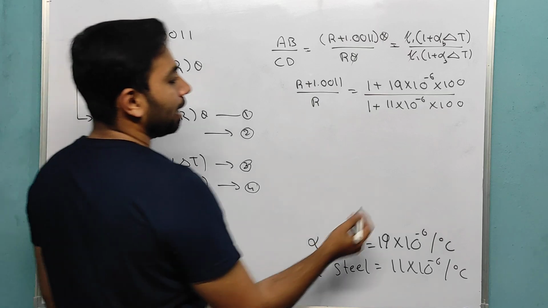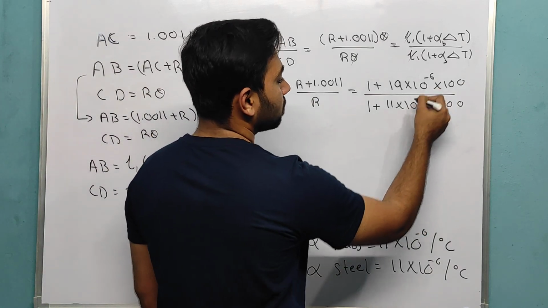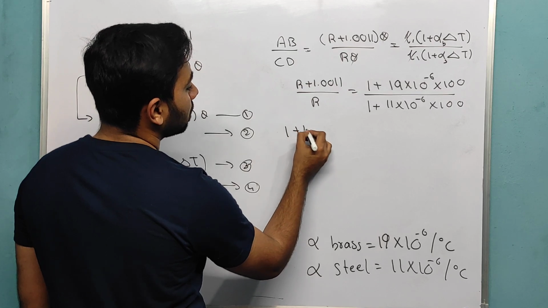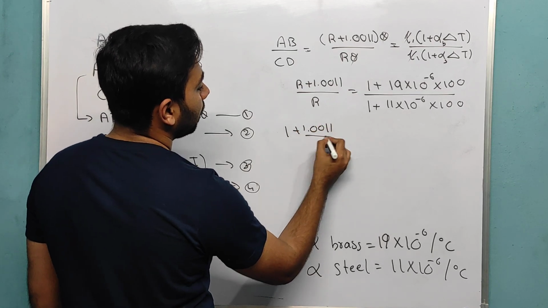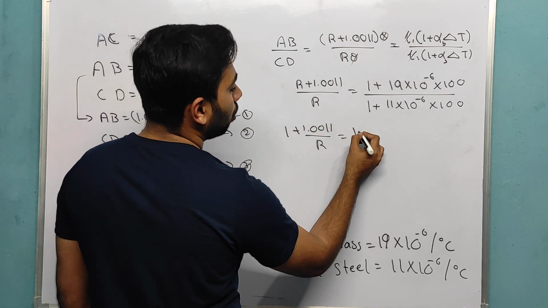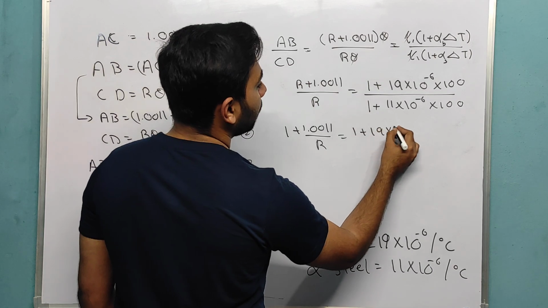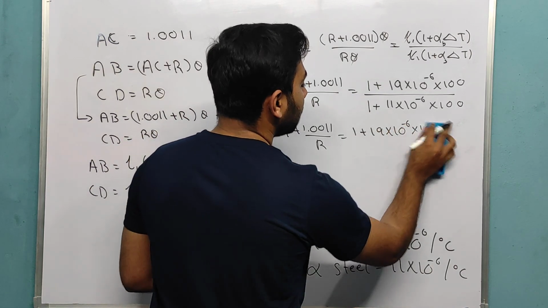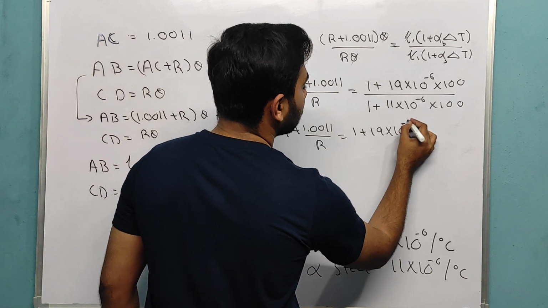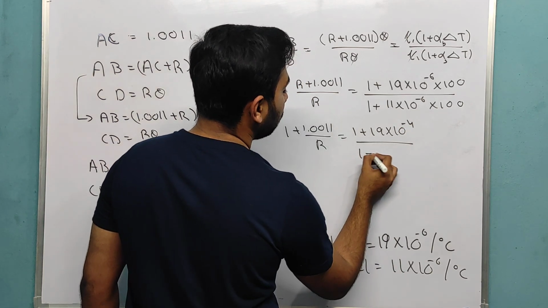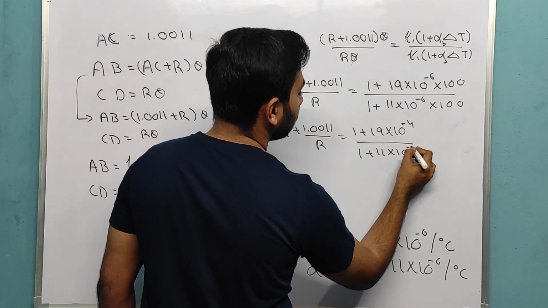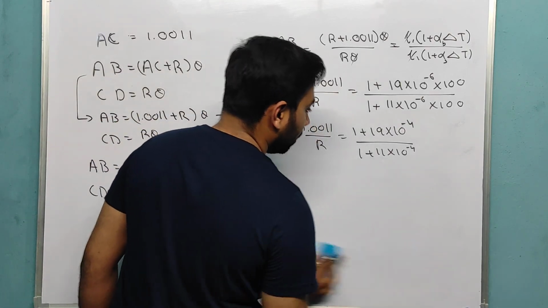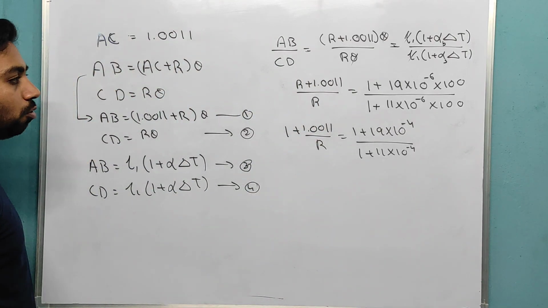Now I can cancel many things like this one, this one, this one. If I cancel all this, I can write 1 plus 0.0011 into R is equal to 1.19 into 10 to the power of minus 6 into 100, or I can write it as 10 to the power of minus 4 divided by 1 plus 11 into 10 to the power of minus 4. Now this is no more needed here.